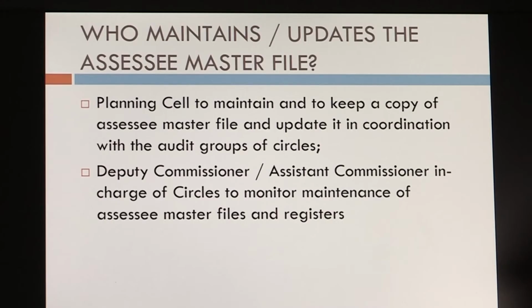Updation of the assessee master file normally rests with the audit groups. They collect the data, do their desk review, complete the audit, and then file it in a systematic manner and hand it over to the planning cell. If a particular unit is not taken up for audit in a particular year, then in those years the assessee profile needs to be updated by the planning cell and kept ready for the use of the audit groups at a later point in time.